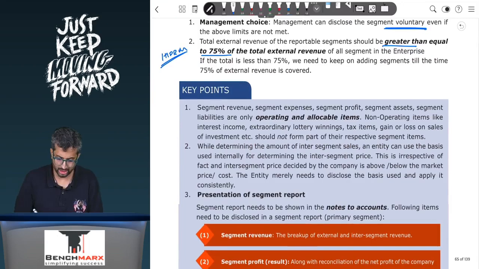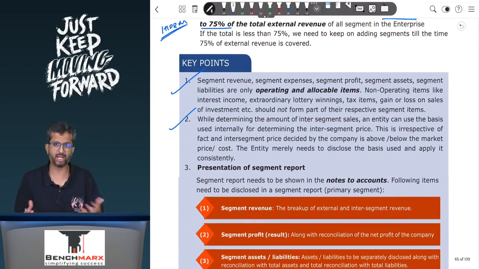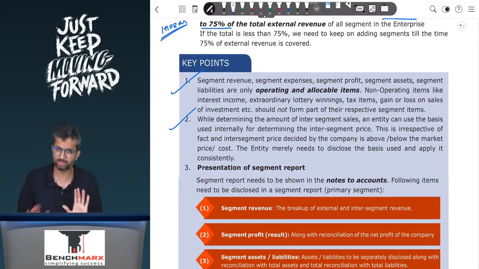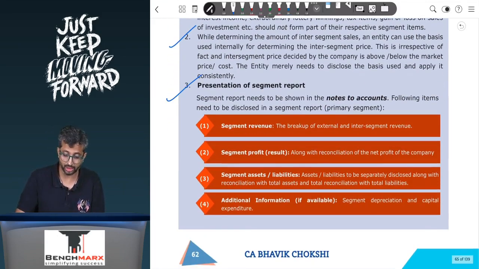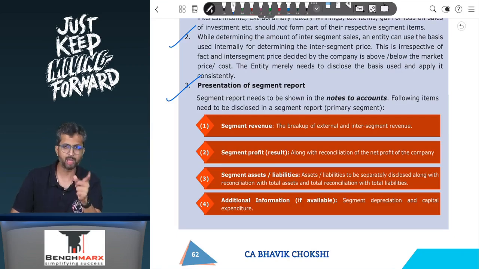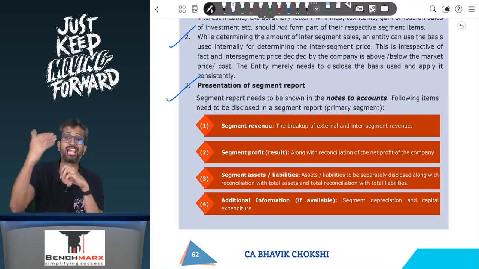Okay, so this is regarding operating and allocable items. This is second point, mentions that if there's any internal transfer, then you will have to just disclose the prices, and you can take your internal transfer price. The next part involves presentation, and that is preparation of the segment report. Now, as we said, segment report has to be prepared in notes. While preparing it, there will be primary as well as secondary segments. Within primary segments, there are 6 important headings.